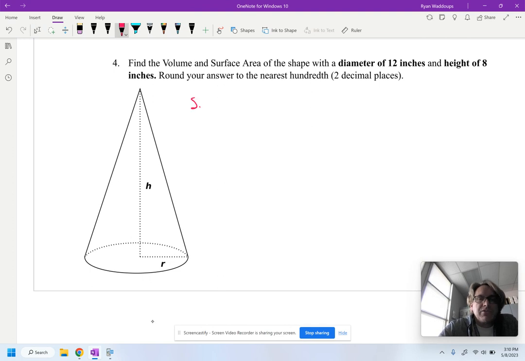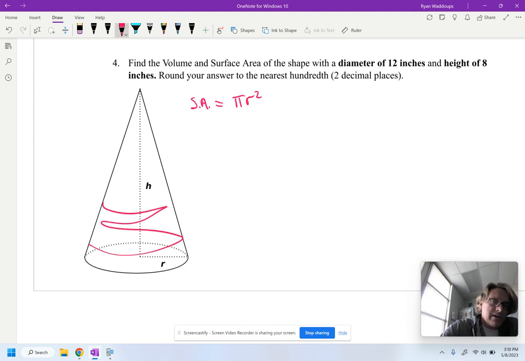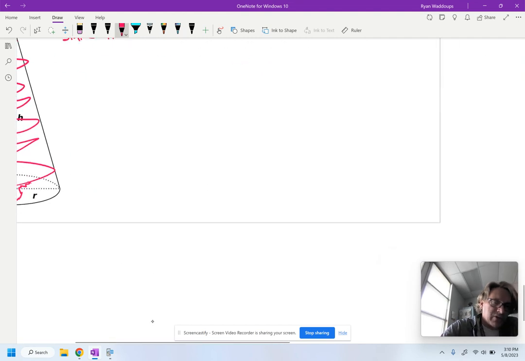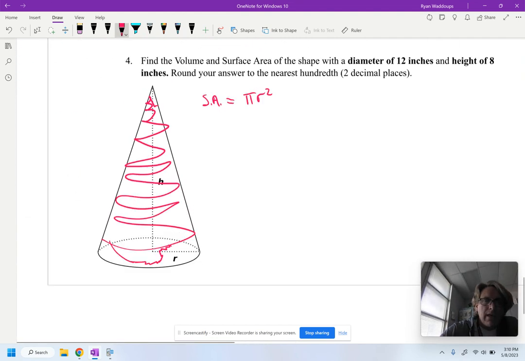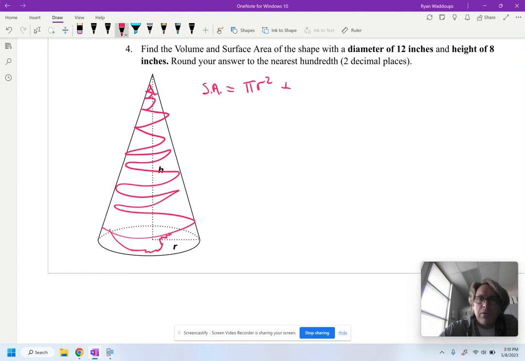Surface area. Let's go to surface area first. Now the surface area of a cone has 2 surfaces. It has the circle on the bottom, and so that would be pi r squared. The area of any circle is pi r squared. And then we have the part of the cone that goes around and wraps around that circle on the bottom. And that part is pi r l.